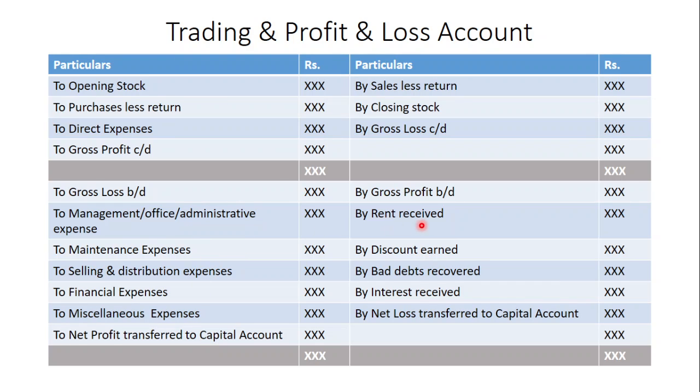On the credit side, we write income, rent received, if the company is receiving rent from building or any other properties or from any other sources. Then discount earned while making the payment to the suppliers on purchases, we may earn the discount while making the payment to the creditors, isn't it? Then bad debts recovered, if the bad debt is written off and afterwards it is recovered, then it is an income. Then interest received, maybe interest received on tax refund or any other way.